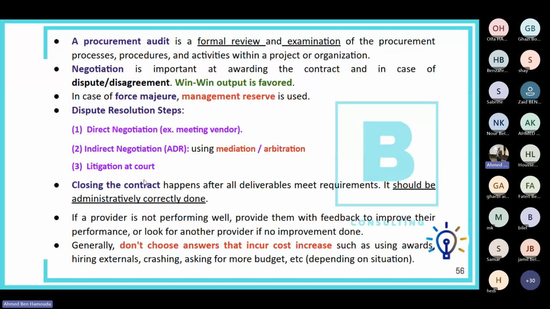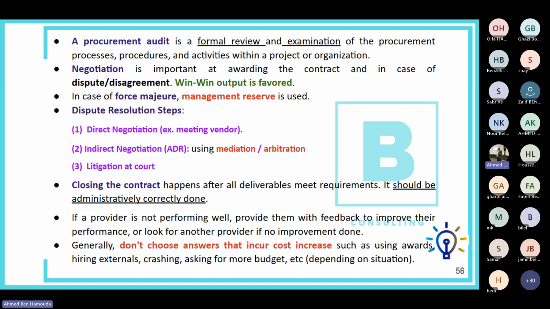Now, closing the contract. Closing any contract happens only after all deliverables meet the requirements. In case we have a vendor that is responsible for performing some work for the project, we cannot close the contract with the vendor until we have confirmation from the stakeholders that the deliverables were according to the expectations, and closing any contract should be done correctly according to the administrative procedure.